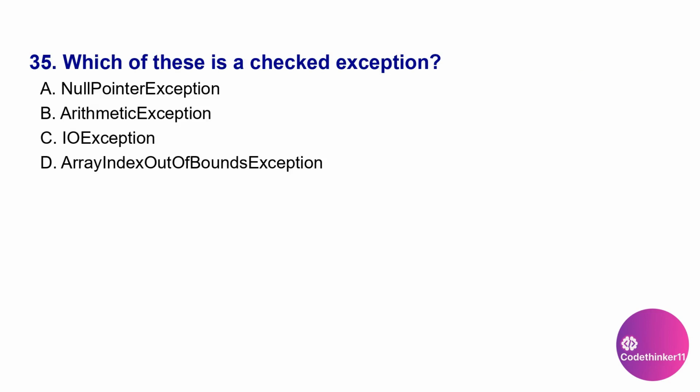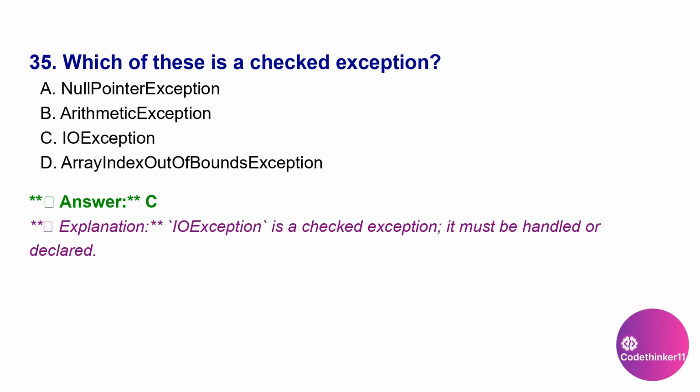Question 35. Which of these is a checked exception? Option A. NullPointerException. Option B. ArithmeticException. Option C. IOException. Option D. ArrayIndexOutOfBoundsException. The correct answer is option C. Explanation. IOException is a checked exception. It must be handled or declared.